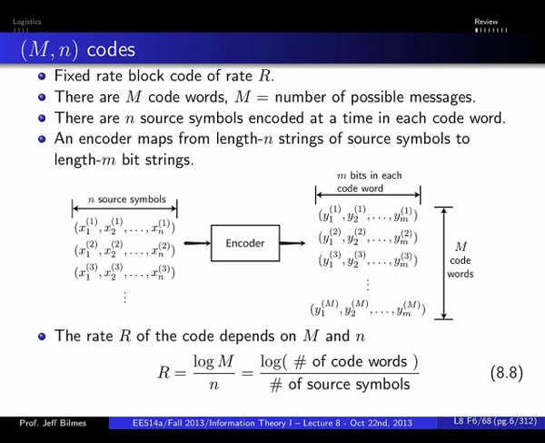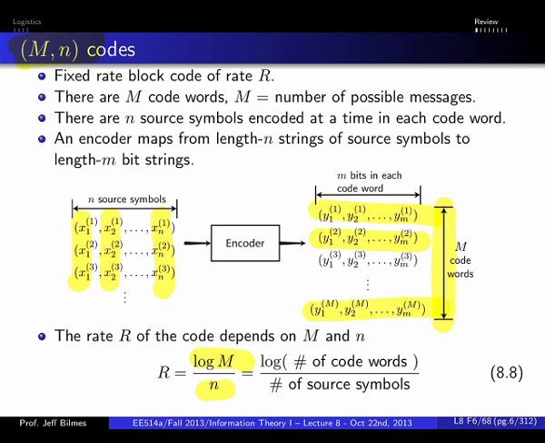Okay, so a little bit of review. So remember about an MN code. And again, this is sort of this notation that we're using to refer to a series of codes, right? Where there are M code words, and that corresponds to the number of actual words. So there's 1, 2, all the way up to M code words. We have N source symbols, 1, 2, all the way up to N source symbols. And what an encoder does is it maps one of these length N source strings to a length M bit string. And we have a rate, which is log M over N. So this is the MN code.